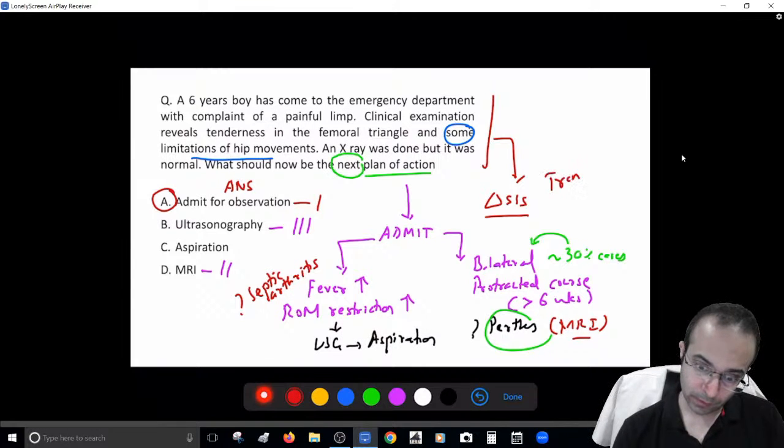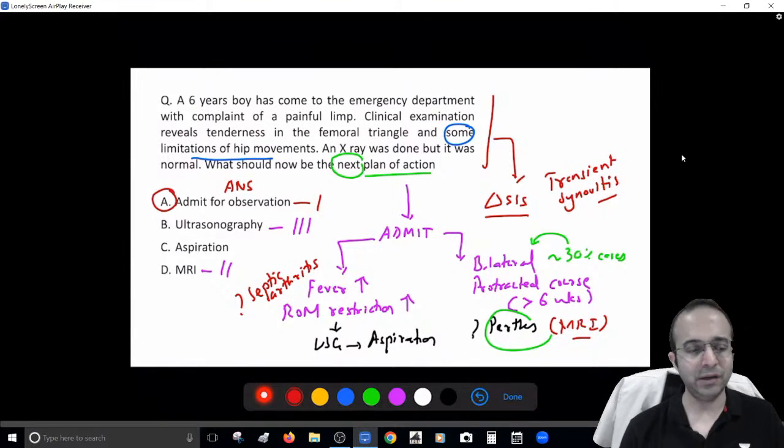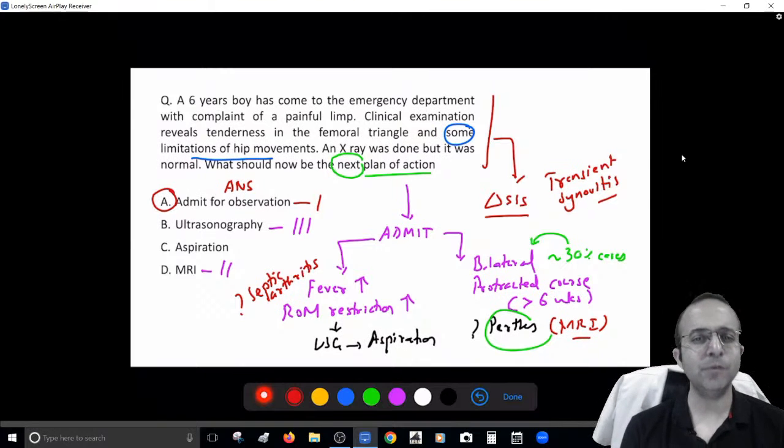Okay, so it could very well be a self-limiting type of picture. So don't put the child unnecessarily through investigations of ultrasound and aspiration. Then let me tell you, even if you aspirate, you're hardly going to find anything. It'll just be a sterile effusion. It's going to give you nothing.